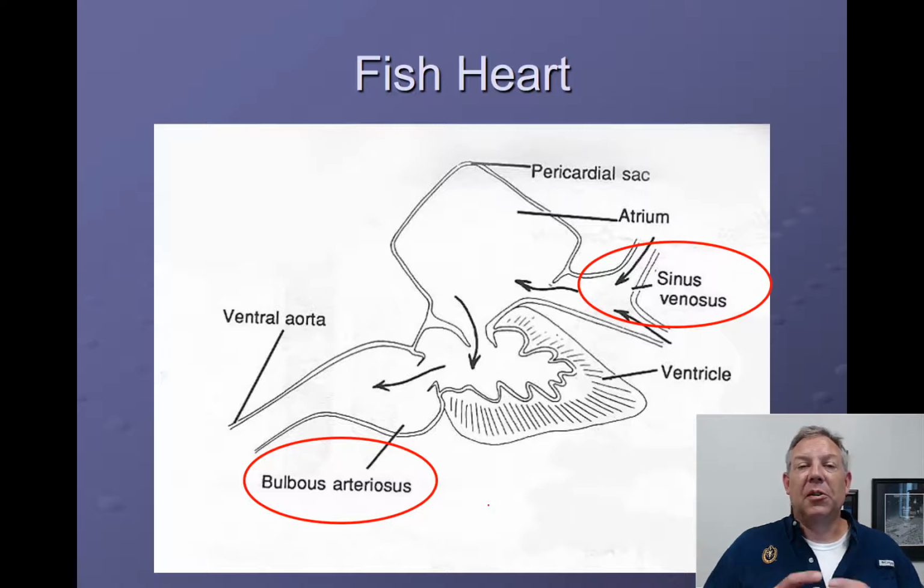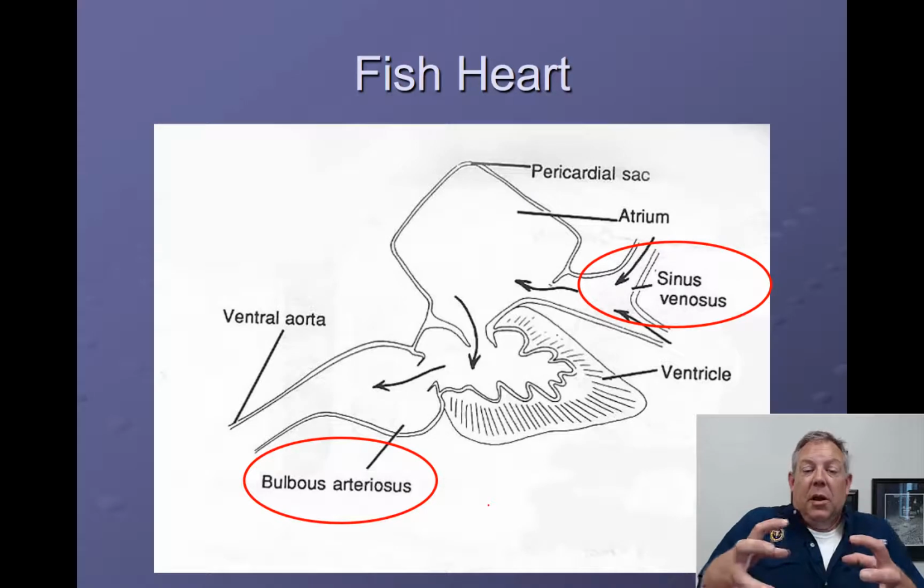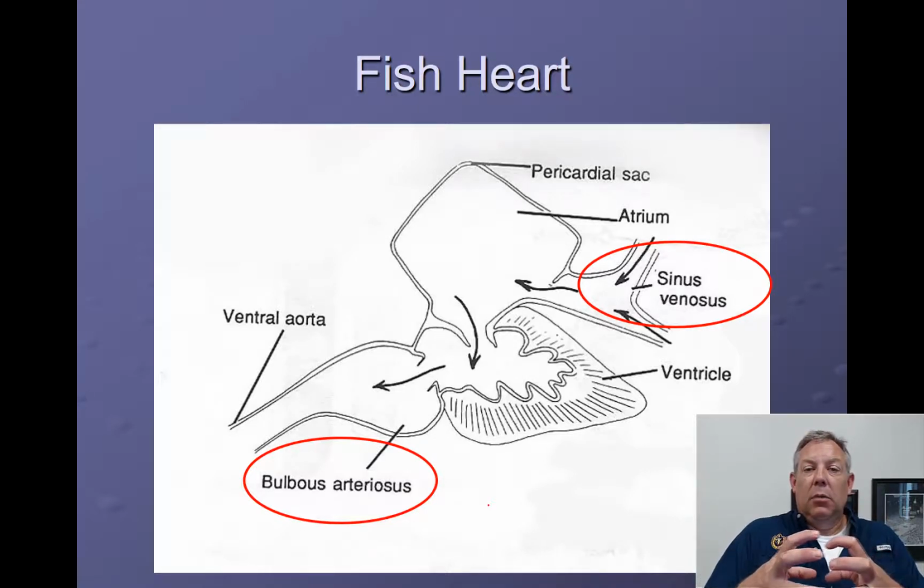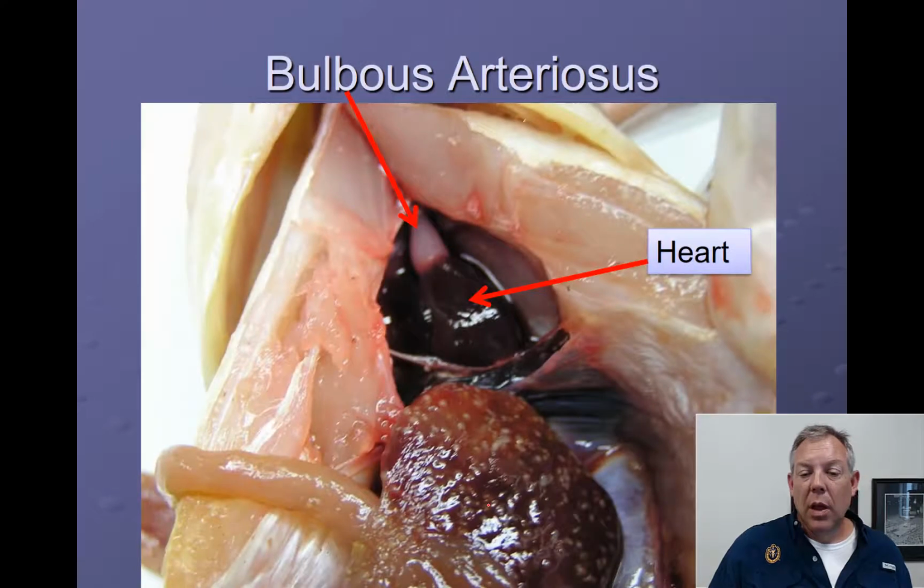The bulbus arteriosus is kind of elastic. It's kind of like a balloon. And so when the ventricle pumps, that swells up and then it slowly releases that pressure and slowly squeezes out. So it maintains a higher pressure by having this. The sinus venosus is not easy to see, but the bulbus arteriosus often is easy and shows up.